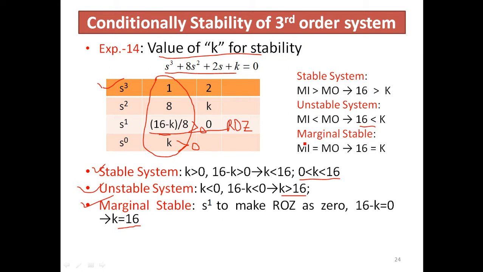Now for marginally stable, the inside multiplication should be equal to the outside multiplication, that is 16 equal to k. Therefore, 16 equal to k.